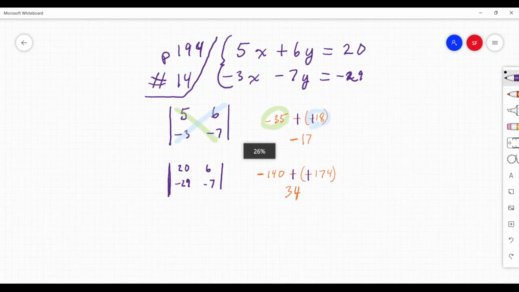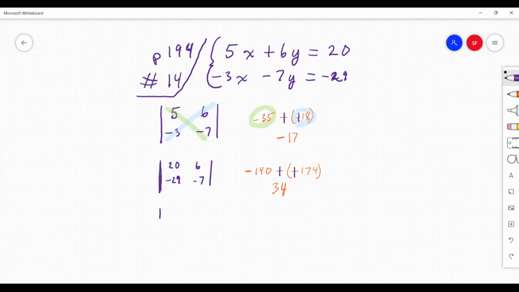Okay, so for the last bit, 5, 20, -3, -29. That's what I get. And then 5 times -29 will be -145. Minus negative, what would that be, 60? Yeah, 60.